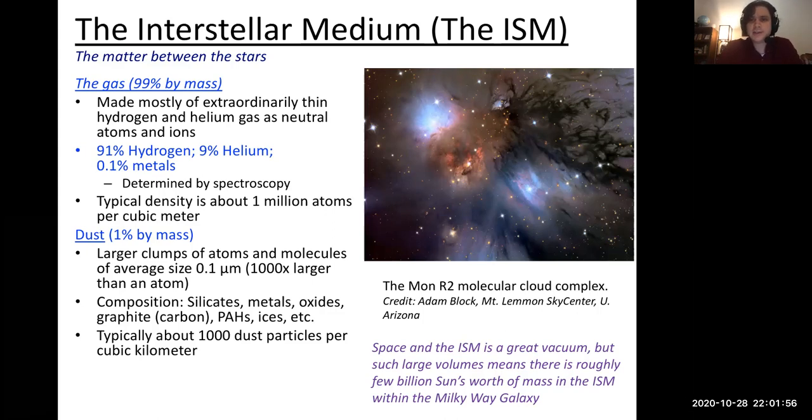Let's turn our attention to the dust that is blocking the light right here. You can easily see these dark dust lanes. So this is 1% by mass. And dust particles are much, much larger. They're about 1,000 times larger than atoms. So it doesn't take very much dust to have a very significant effect on light since the dust particles are so large. And I'm saying they're so large, but how large are they really?